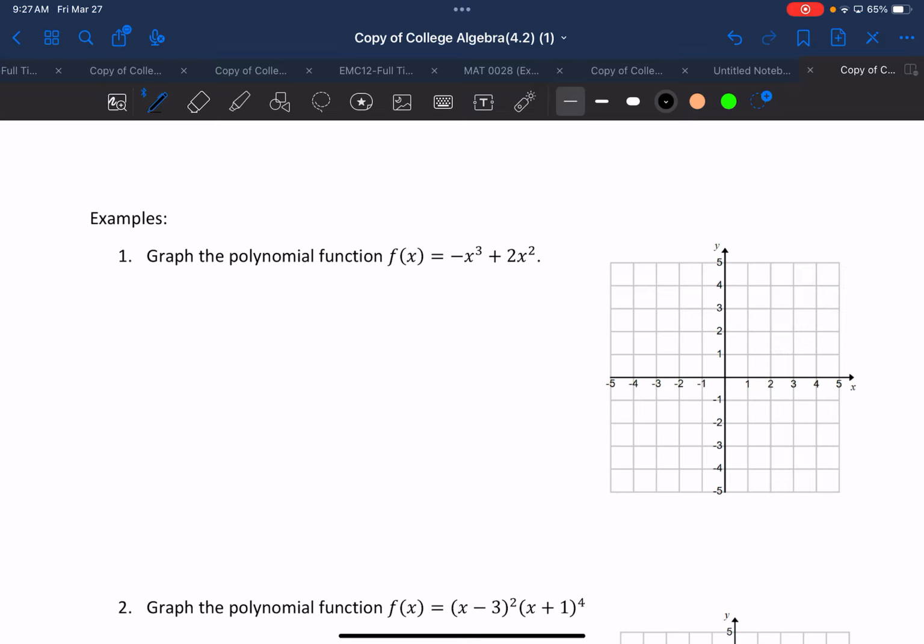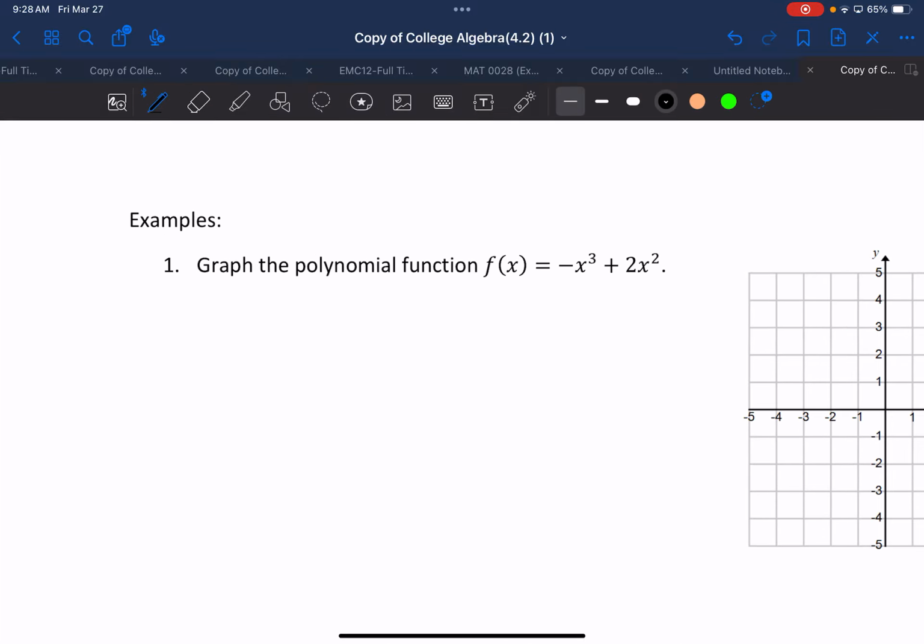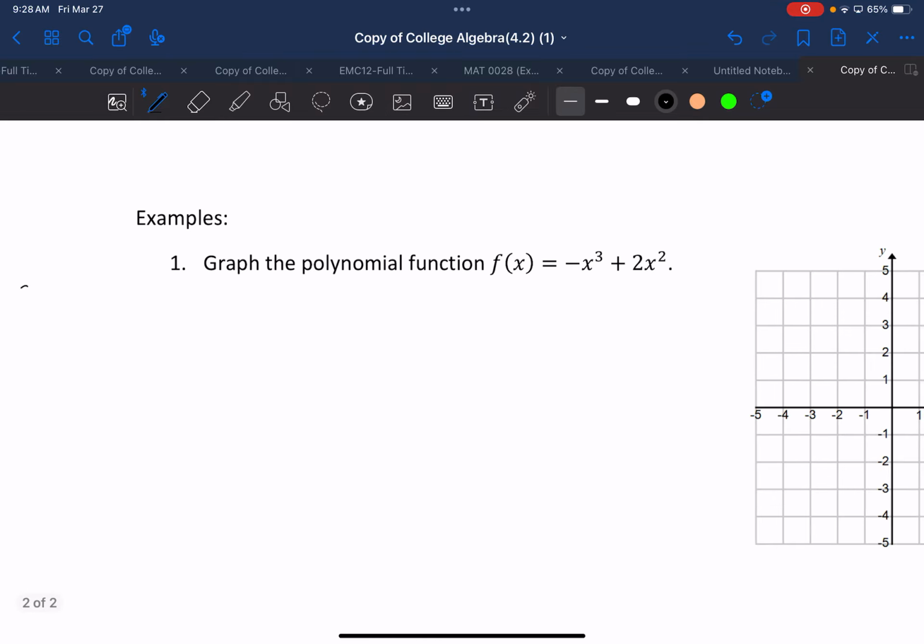But anyways, the first thing we're going to do is the leading term test. Now, if you're writing down and copying my notes, you want to write small because we got a lot to write here. So the first thing we're going to do is the leading term test to analyze the end behavior.